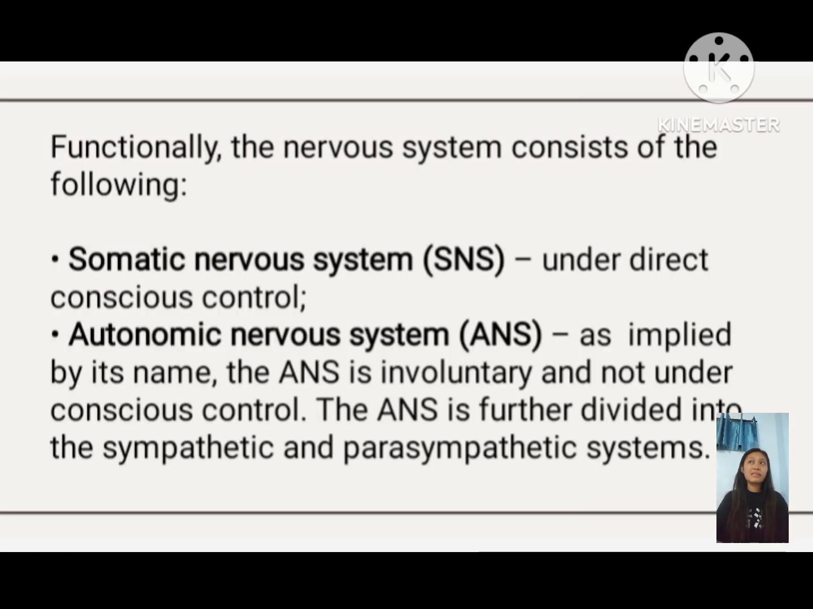Functionally, the nervous system consists of the following: the somatic nervous system and the autonomic nervous system. The somatic nervous system is under direct conscious control, while the autonomic nervous system, as implied by its name, is involuntary and not under conscious control. The autonomic is further divided into the sympathetic and parasympathetic. So your somatic nervous system involves things you can consciously sense and do, while your autonomic nervous system works without you thinking about it, running the behind-the-scenes processes that keep you alive.